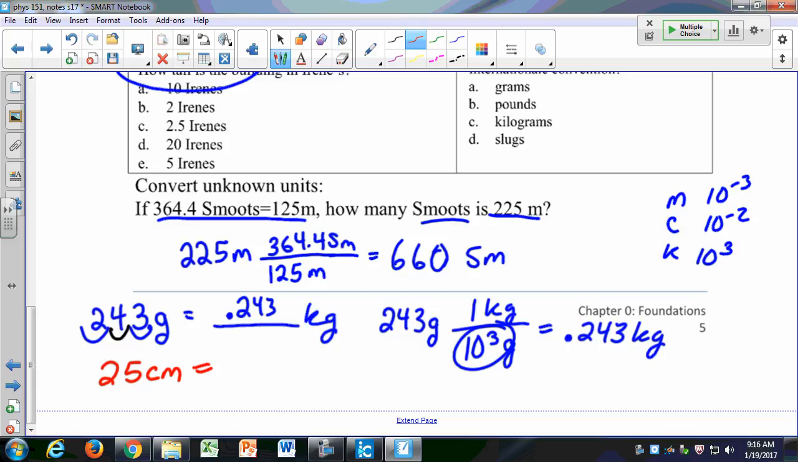And how many of those, then, are in a meter? We know a meter is about this long. How many of those are in a meter? There are 100 centimeters in a meter. And that's where this metric prefix comes in. It's actually 1 over 100, or 1 over 10 squared, which is 1 over 100. So there are 100 centimeters in 1 meter.